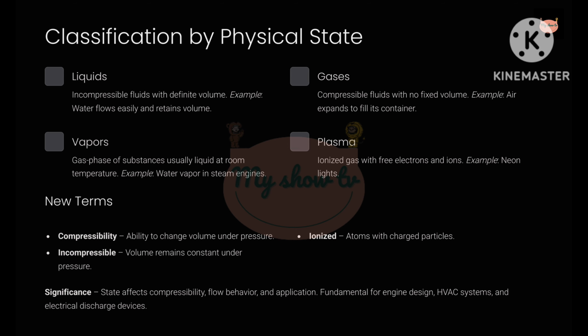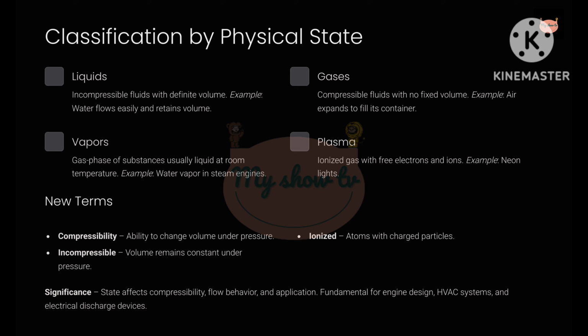We begin by categorizing fluids based on their physical states: liquids, gases, vapors, and plasma. Liquids are nearly incompressible with definite volume. Examples include water, used in cooling systems. Gases can expand and are compressible. Think of air in pneumatic systems.